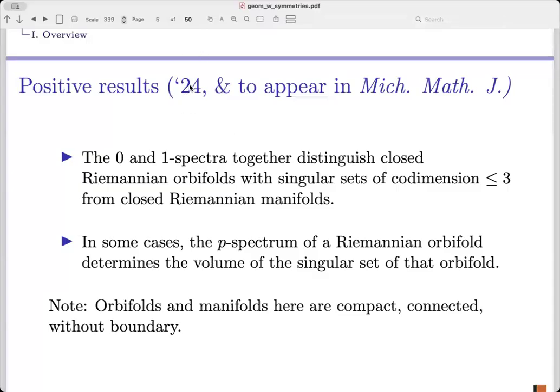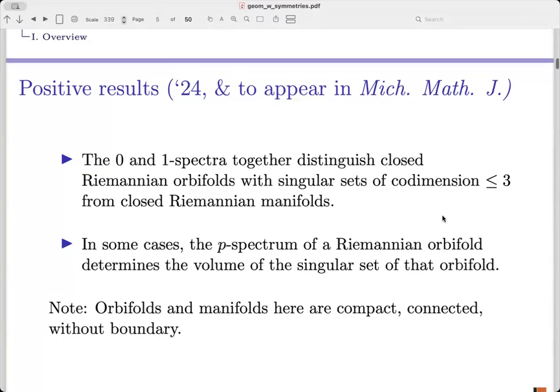The first paper is from the first group that worked, and the second one is going to appear in the Michigan Math Journal. So, positive results. If you use the 0 spectrum and the 1 spectrum together, we've shown that you can distinguish Riemannian orbifolds with singular sets of codimension less than or equal to 3 from closed Riemannian manifolds.